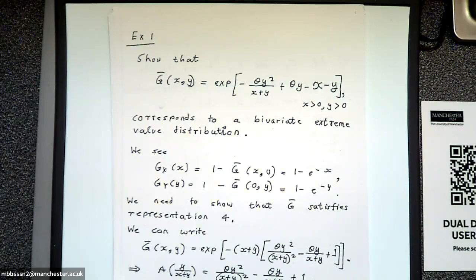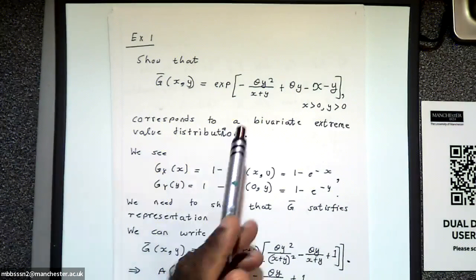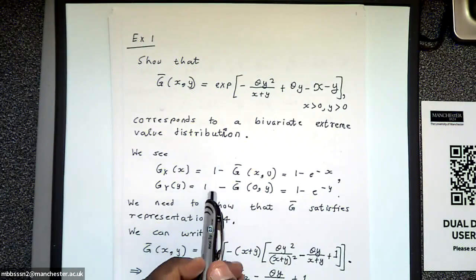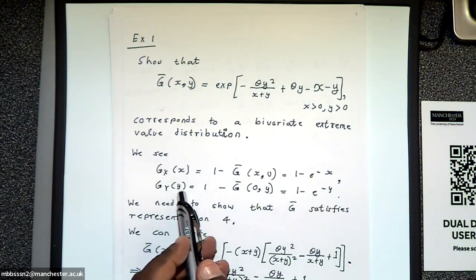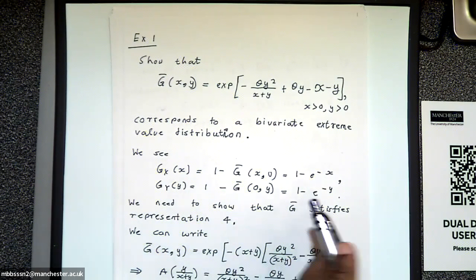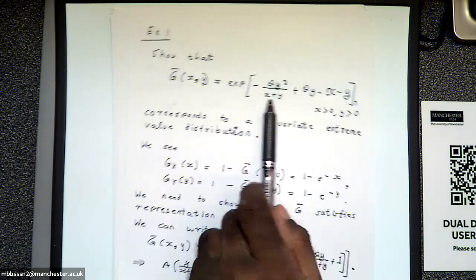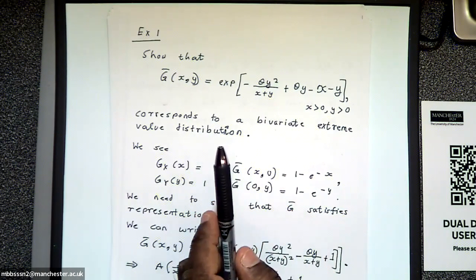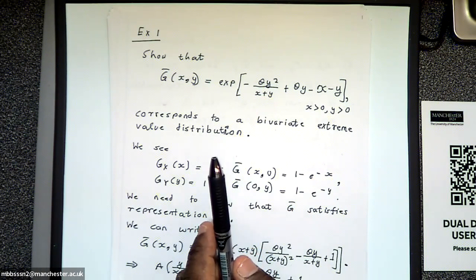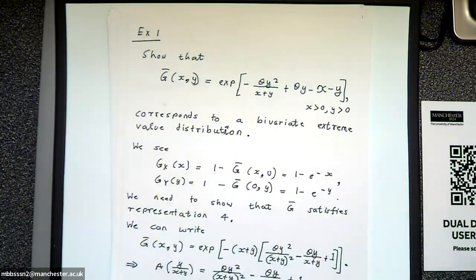It always helps to take the marginals. The x marginal of this is this, and the y marginal of this is this. And both these are exponential CDFs, right? So hence, this must correspond to representation number 4, right? Okay, so the first thing you must figure out is the function A.